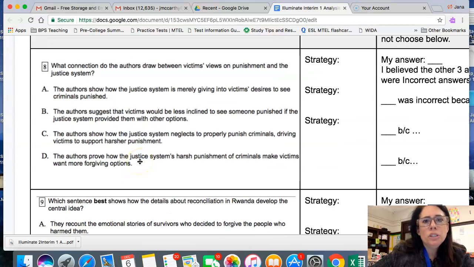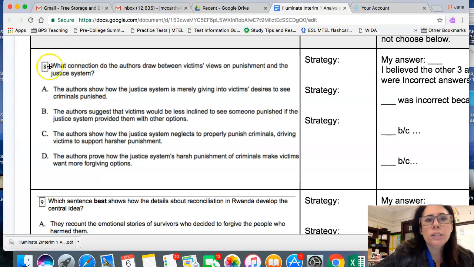The very first thing we should do is to scope out where we're going to find the questions and what type of questions these are. This is the strategy that begins with the WH questions, finding the WH words that start the actual question. One of our takeaways is to analyze the question. So this says, what connection do the authors draw between victims' views on punishment and the justice system?